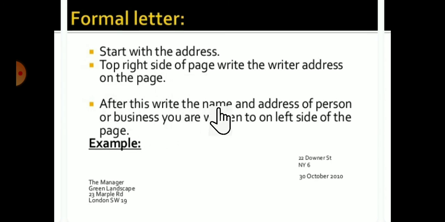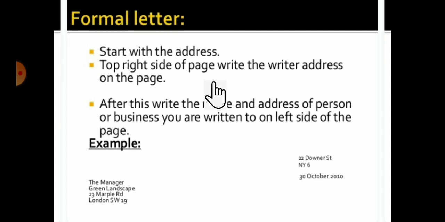Okay, fine. About whose address? About the writer. You have to write here the sender's address. The address of the person who is sending the letter should be written either in the right side corner of the page or the left side top corner of the page. Understood? Alright. Now comes the third point: after this, write the name and address of the person or business you are writing to on the left side of the page. What this point is saying is, after writing the address of the person on the top corner of the page, you have to leave one line. How many lines? One line.